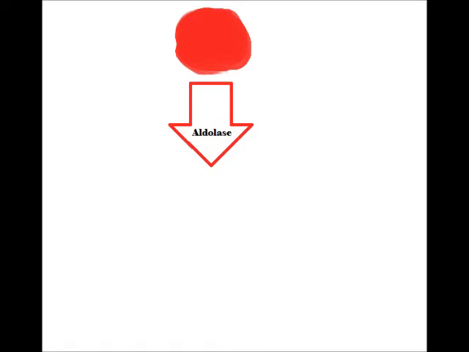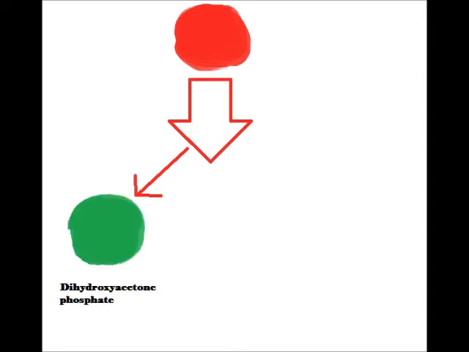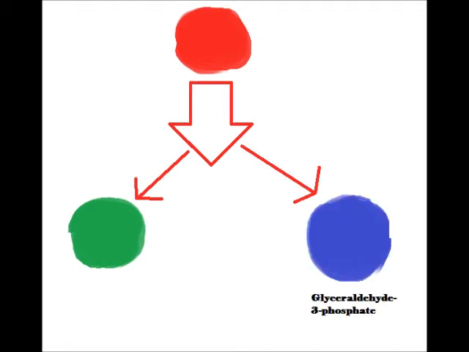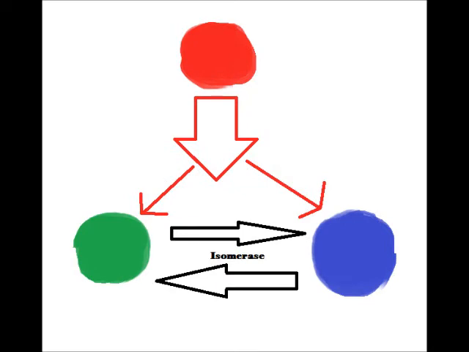Fructose 1,6-bisphosphate will meet aldolase, which will then divide it into dihydroxyacetone phosphate and glyceraldehyde 3-phosphate. And these are kept in balance by isomerase.